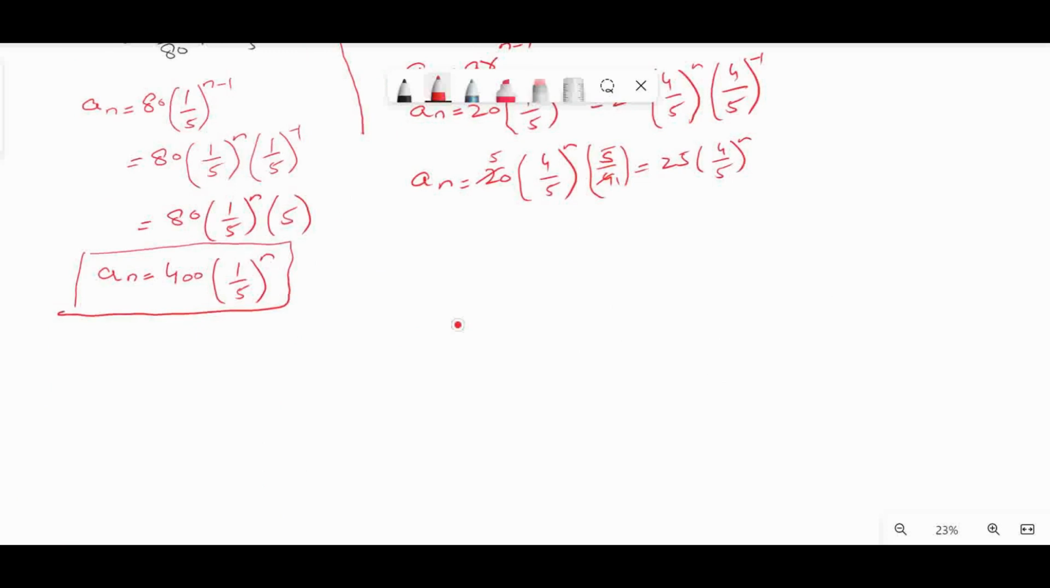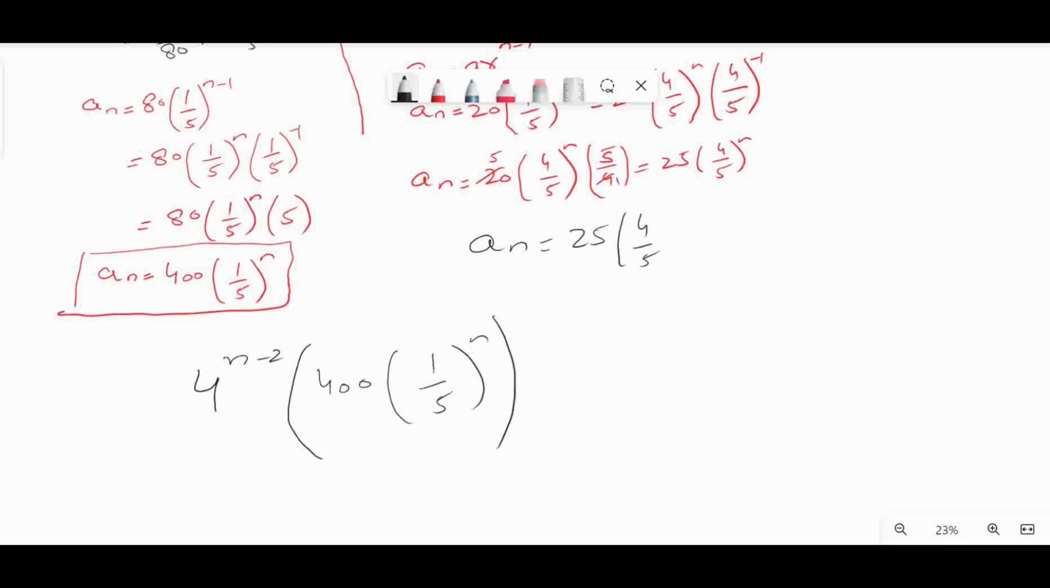So we can write it as it was given here, that 4 power n minus 2 multiplied by one of the terms, so that is 400 into 1 by 5 whole power n. Now we have to see whether the final answer is the expression of the nth term of the other progression, that is 4 by 5 whole power n. So let's simplify this one. How can we simplify it?